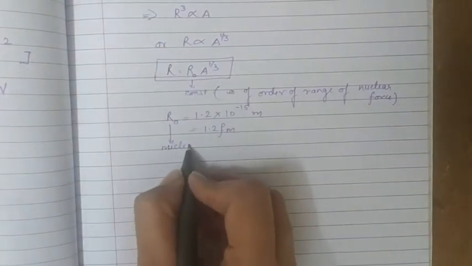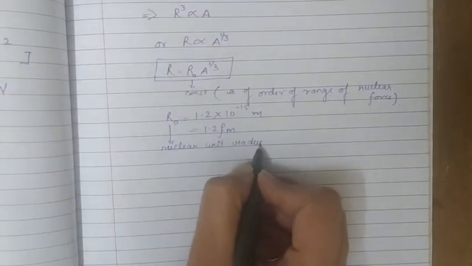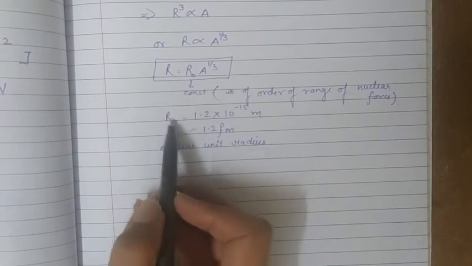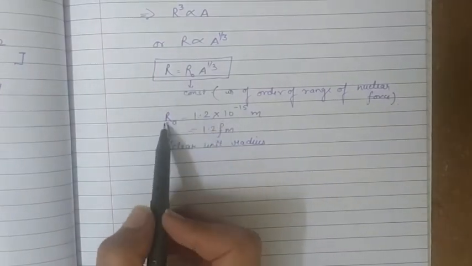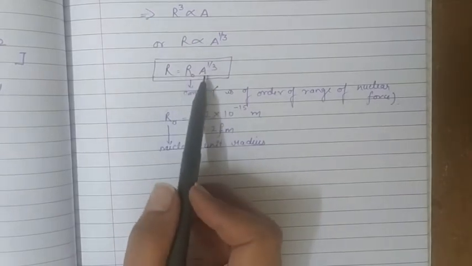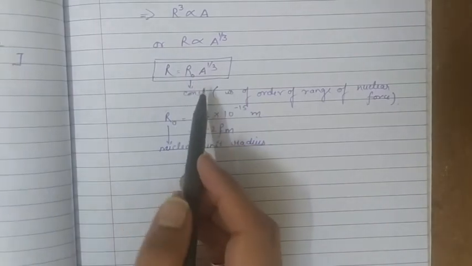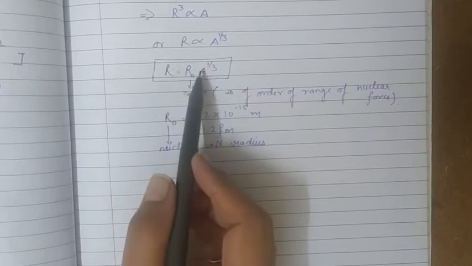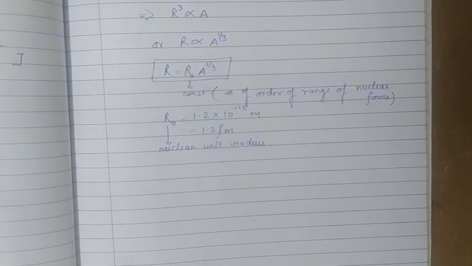Nuclear unit radius refers to the average nucleon size. Average size is represented by the distance r naught. It is equal to 1.2 Fermi, and we can give the value of radius of every nucleus in terms of r naught. For example, if we have a nucleus of mass number 4, then r is equal to cube root 4 r naught. So that's how we can give the nuclear size of any nucleus.